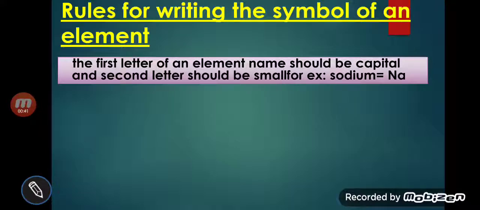So, here what are the rules? First, the first letter of an element's name should be in capital and the second letter should be in a smaller form. For example, sodium, its symbol is Na, and Na is taken from its Latin name. I will give you an example in the next slide. So, what is the rule? First, you must write the first letter in capital form and the second letter in a small form.